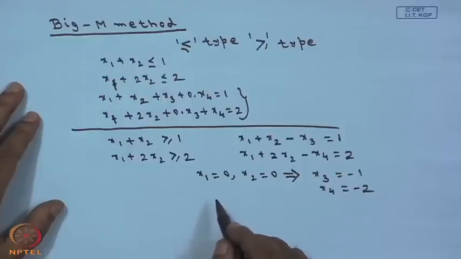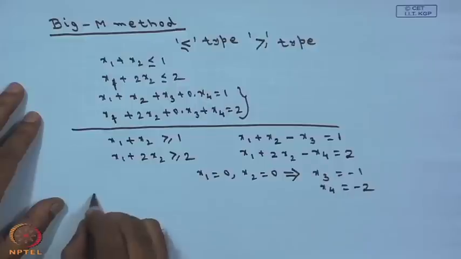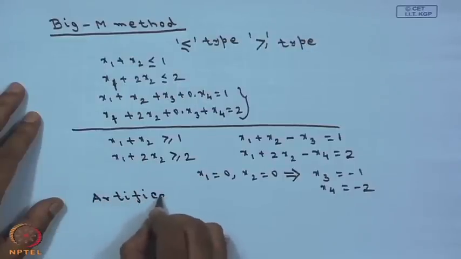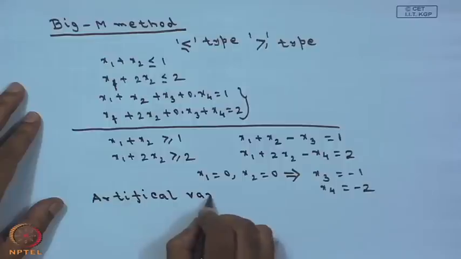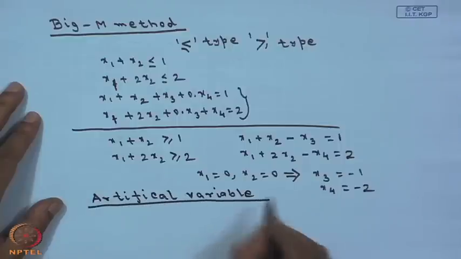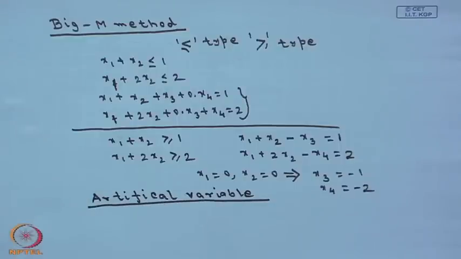To overcome this particular situation, for each surplus variable we have to introduce one new variable, which we call an artificial variable. This variable we are calling an artificial variable, we have to introduce.